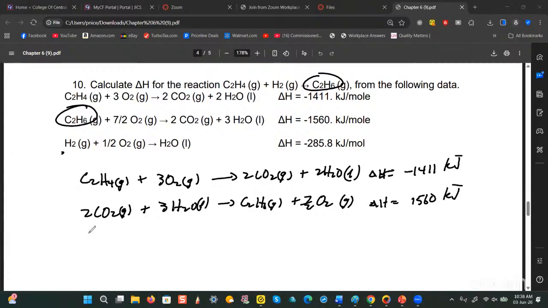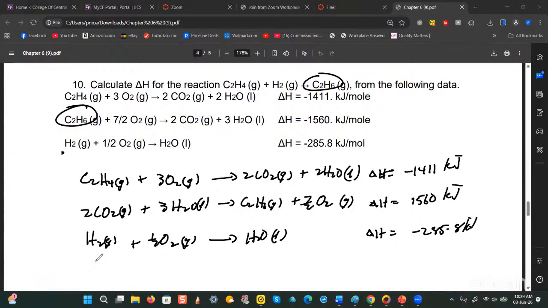So just rewrite it. H2 gas plus half O2 gas to give H2O liquid. And delta H for that would remain as minus 285.8 kilojoules. Okay, very good. So what do we do next? Add these up. So let's see, what will cancel out?